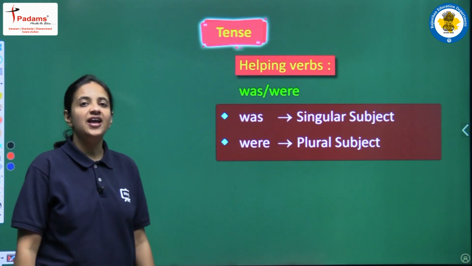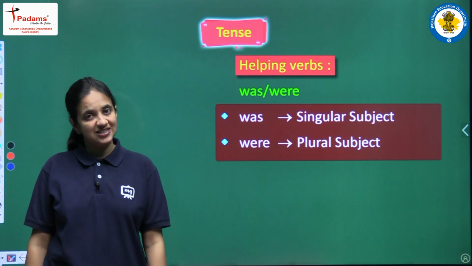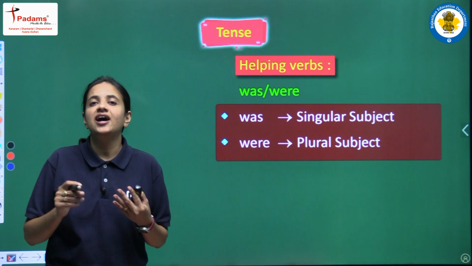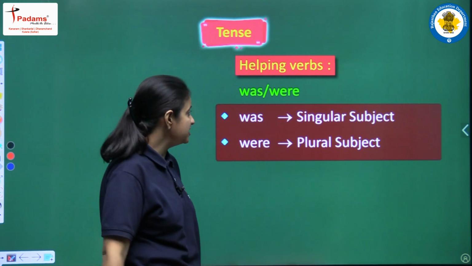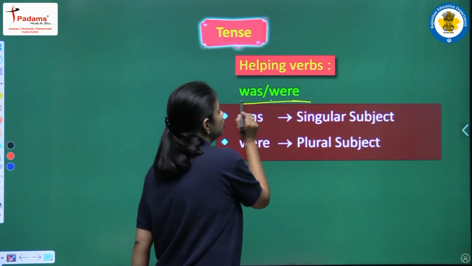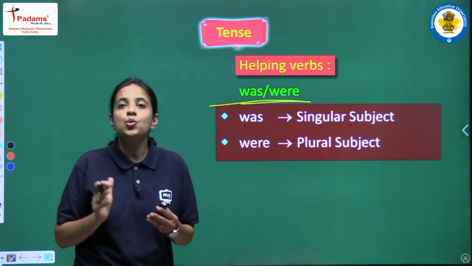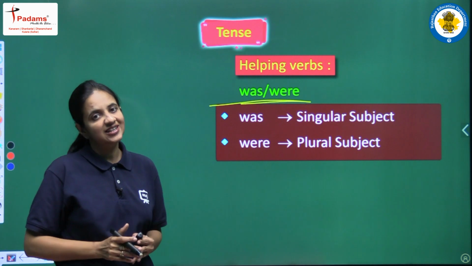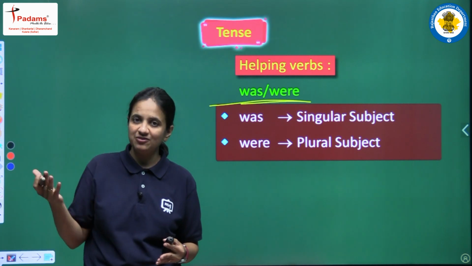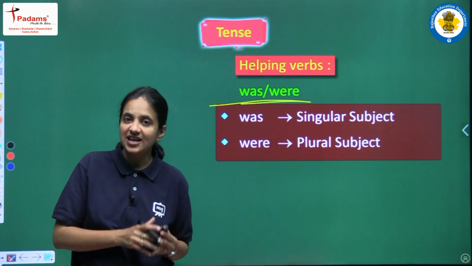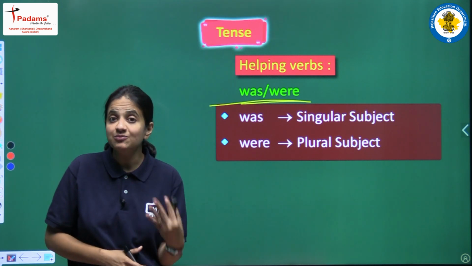So first of all, we are having the helping verb. So let's discuss the helping verbs that are used in past continuous tense. In this tense we are having two helping verbs. The first one is was and the second one is were. So one thing is clear here, that if we are having two helping verbs, we have to use these helping verbs according to the subject, right?